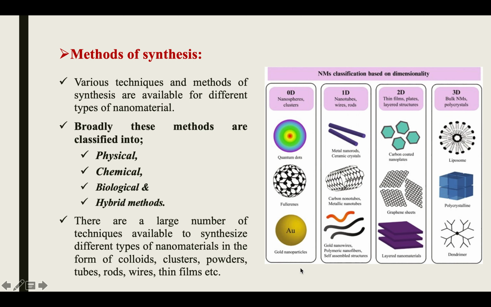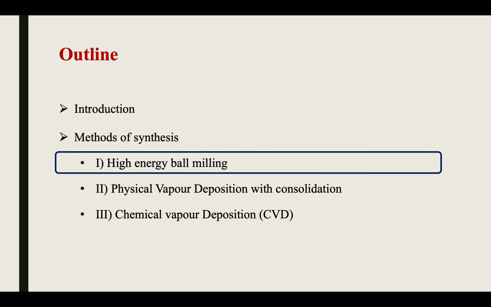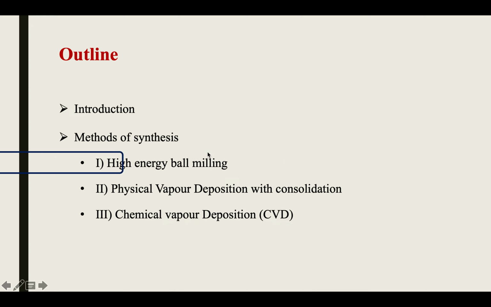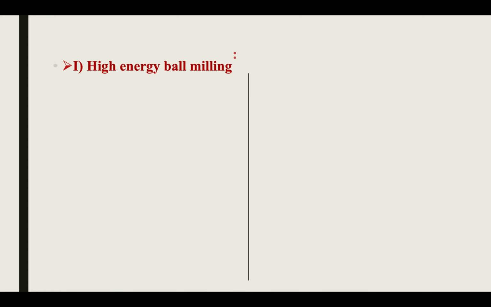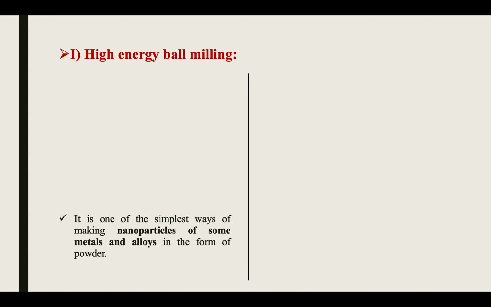Now we will move further. We are going to see methods to synthesize a nanomaterial. This is the first method that we are going to learn in this lecture, that is high energy ball milling. So what is high energy ball milling and how do we synthesize?